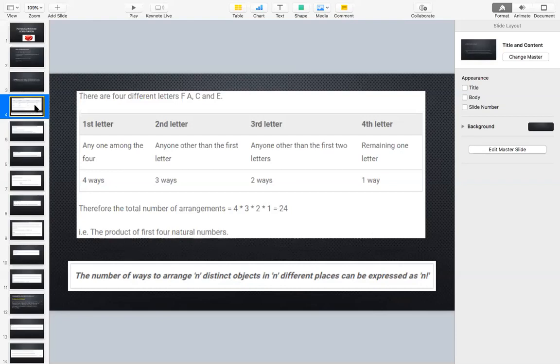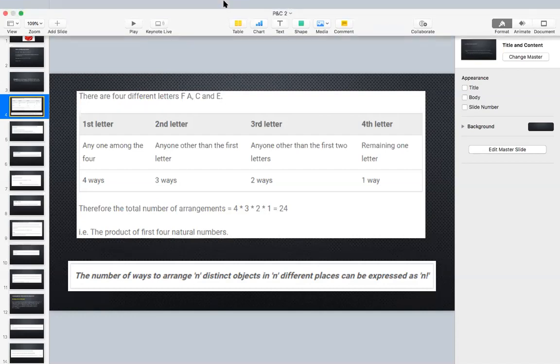In the second position, we can use any one other than the letter which has been used in the first position. So there are 3 ways of filling the second position. Similarly, there are 2 ways of filling the third position, and there would be only 1 way to fill the last position. And since we are supposed to fill all the positions, the total number of arrangements would be 4 into 3 into 2 into 1. That will give me 24. That is the product of first 4 natural numbers. Okay, so this is how factorials will help.